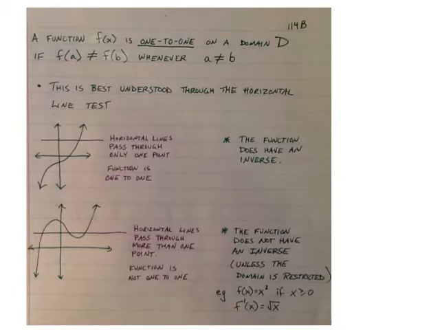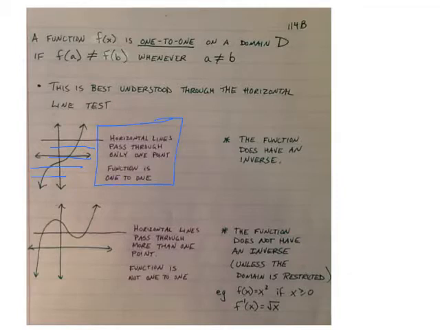On page 114b, we talk about what it means for a function to be one-to-one, and that means on the domain, f of a never equals f of b whenever a is not b. And that's kind of math jargony. It's best understood through a horizontal line test. If you have some function, this curve right here, if a horizontal line, wherever you draw it, only passes through one point on the curve, then the function is said to be one-to-one.